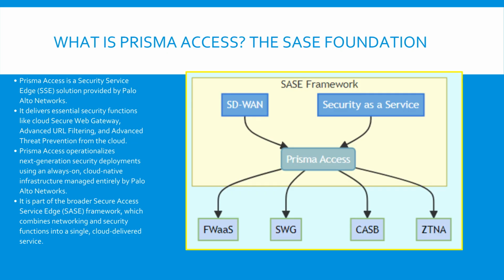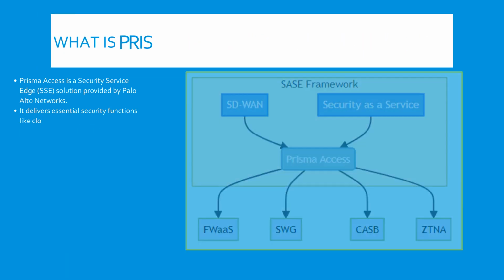It includes key security functions like Firewall as a Service, known as FWaaS, Secure Web Gateway, or SWG, Cloud Access Security Broker, or CASB, and Zero Trust Network Access, or ZTNA. These individual security capabilities are unified within the single, cloud-native service of Prisma Access, making management consistent and straightforward. This integrated approach is crucial because modern network security requires combining both networking and security functions seamlessly.